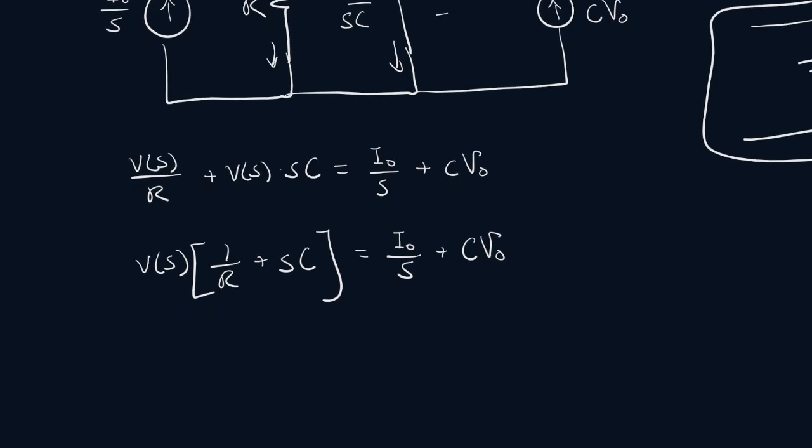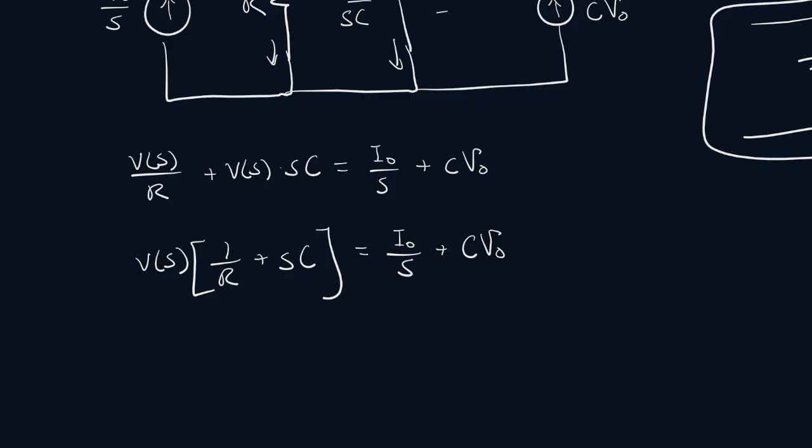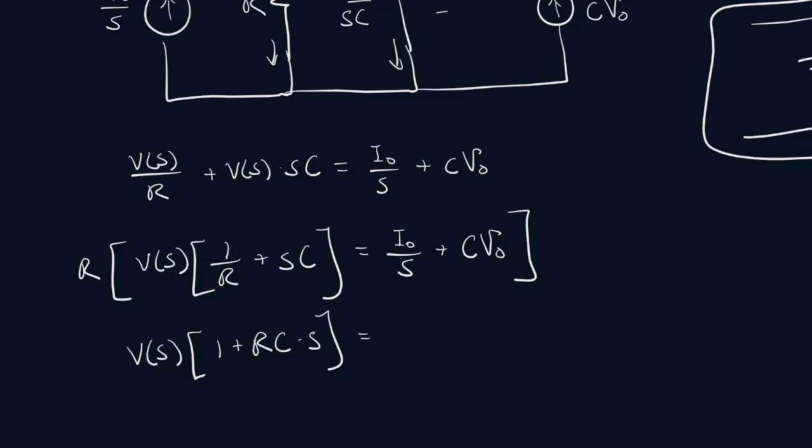Okay, so looks good so far. Next thing we're going to do is, what should we do? Let's times everything by R. So we have Vs is equal to, times 1 plus Rc times S is equal to R over S times IO plus Rc times VO.